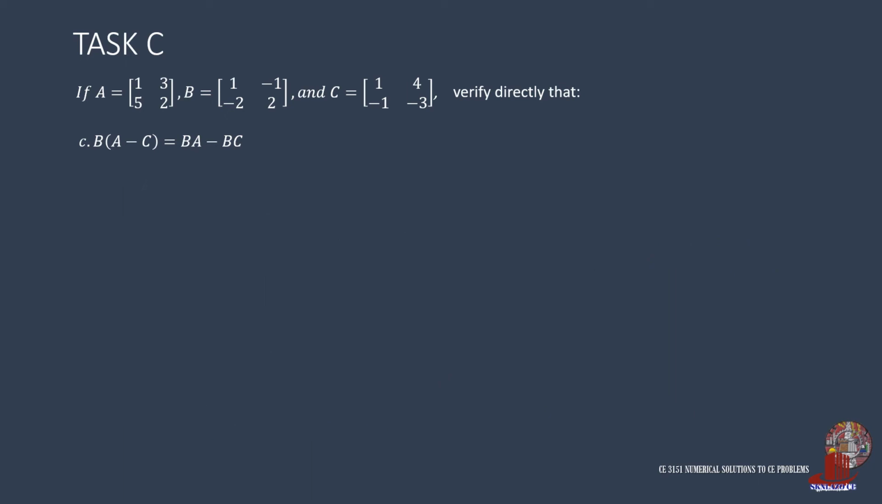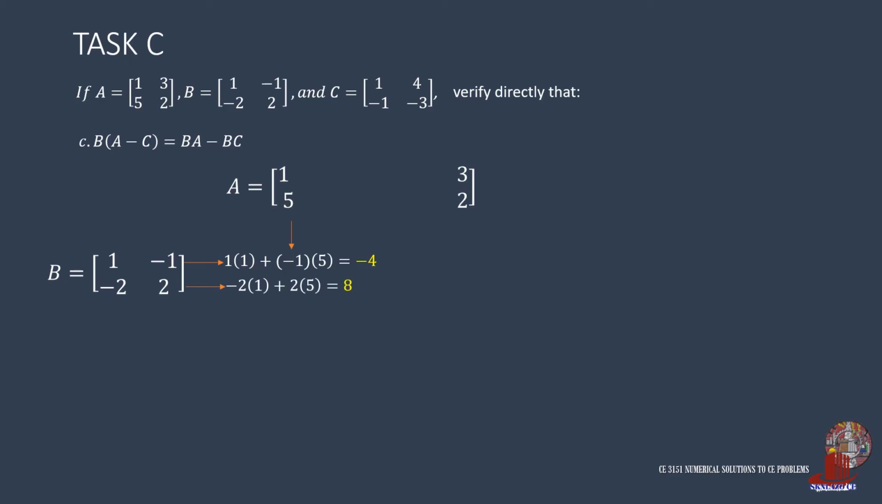For the right side of the comparison, we start with matrix BA, that is done through multiplication again. Thus row 1 times column 1 has 1 times 1 plus negative 1 times 5, and that is negative 4. Row 2 with column 1 has negative 2 times 1 plus 2 times 5, or that is 8. Next is row 1 with column 2, giving 1 times 3 plus negative 1 times 2, that is 1. Then row 2 with column 2 has negative 2 times 3 plus 2 times 2, or that is negative 2. So matrix BA has the elements negative 4, 1, 8, and negative 2.